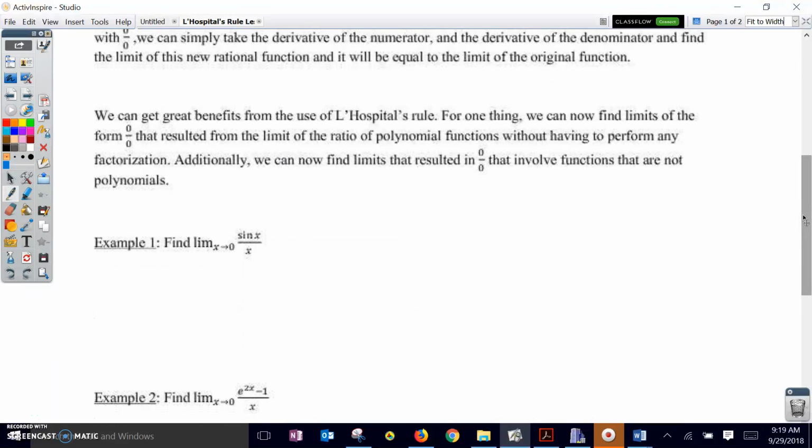So we start with example 1: find the limit as x approaches 0 of sine of x over x. I confirm that this is 0 over 0, and since it's 0 over 0 I can apply L'Hopital's rule. So I'm going to take the derivative of the numerator, which is cosine of x, over the derivative of the denominator, which is 1, and then I'm going to evaluate this limit as x goes to 0, which gives me 1 over 1. And so the limit as x approaches 0 of sine of x over x is 1.